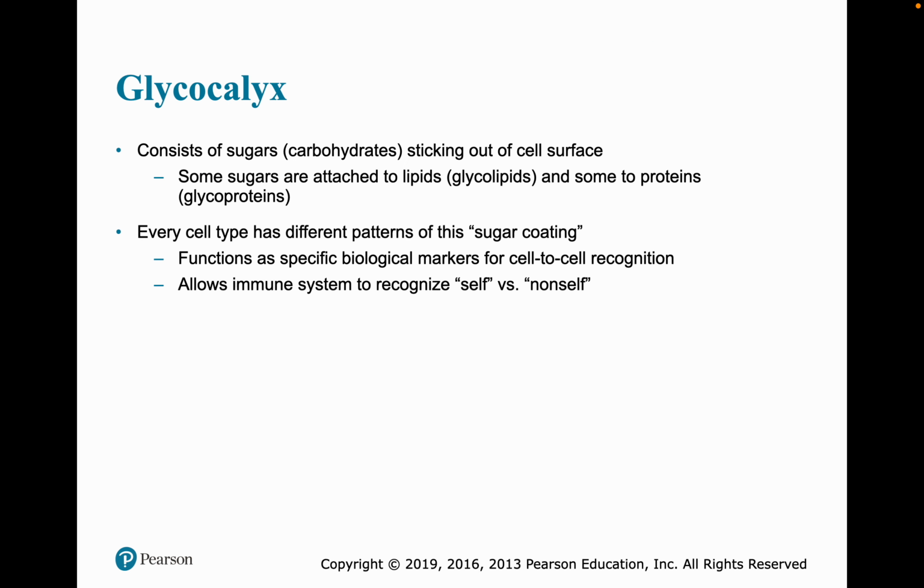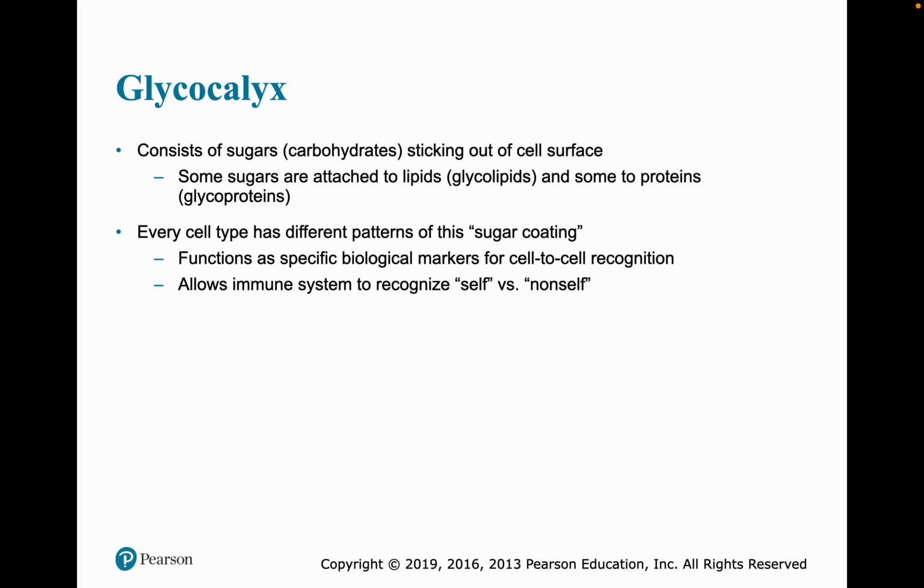So that glycocalyx is sugars or carbohydrates that are sticking out on the cell surface. Some of them are attached to lipids, some attached to proteins, so they'd be glycolipids or glycoproteins. Every cell has its own pattern. You can think of it as a sugar coating. Much of it serves as a biological marker for cell-to-cell recognition. And a big part of that allows our immune system to recognize what is ours and what is not. So it differentiates between self and non-self. It allows cells that are self to remain, but things that are non-self, it tries to get rid of.